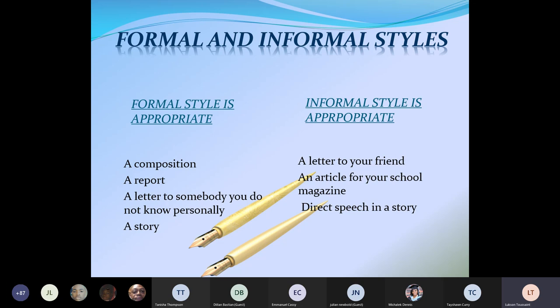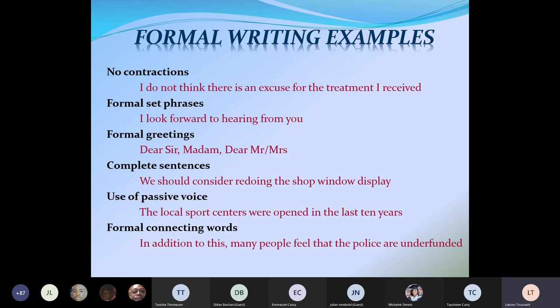So formal letter style is appropriate, and informal style can also be appropriate. The formal style is normally for a composition, a report, or a letter to somebody you do not know personally, whereas informal is a letter to your friend. The language will be different depending on what the topic is and who you are addressing the letter to.